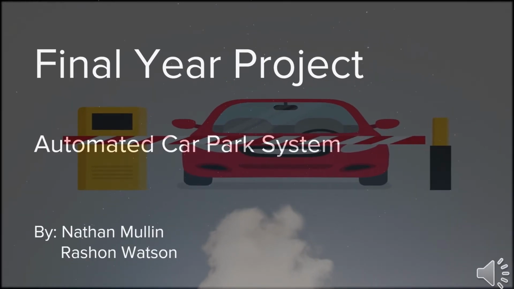Hi, my name is Nathan Mullin, and this is the presentation of my final year project. For my final year project, I chose to do an automated car park system.